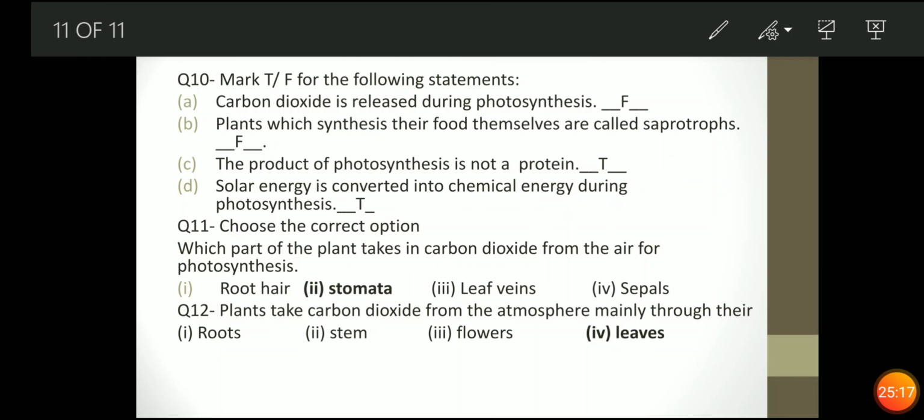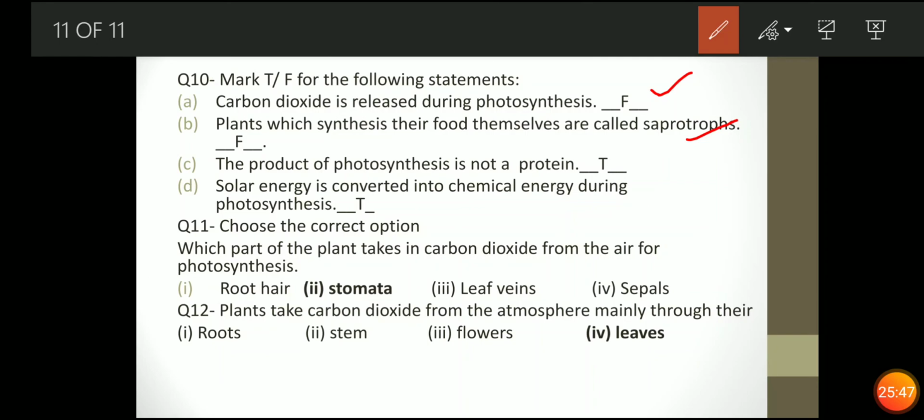Now mark true or false for the following. Carbon dioxide is released during photosynthesis. No, oxygen is released. Plants which synthesize their food for themselves are called saprotroph. What do we call plants that make their own food? Autotroph. So it is also false. Now the product of photosynthesis is not a protein. Is the product of photosynthesis not a protein? It is also a protein, because plants make both carbohydrates and proteins.